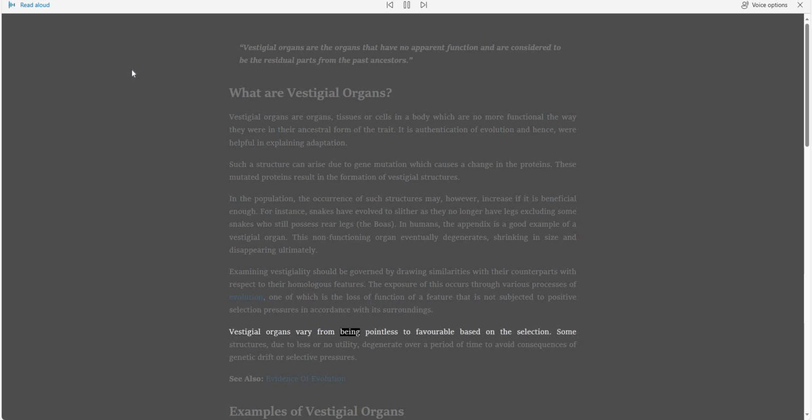Vestigial organs vary from being pointless to favorable based on the selection. Some structures, due to little or no utility, degenerate over a period of time to avoid consequences of genetic drift or selective pressures.